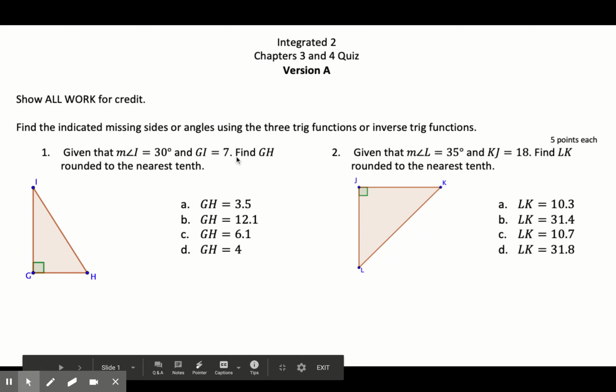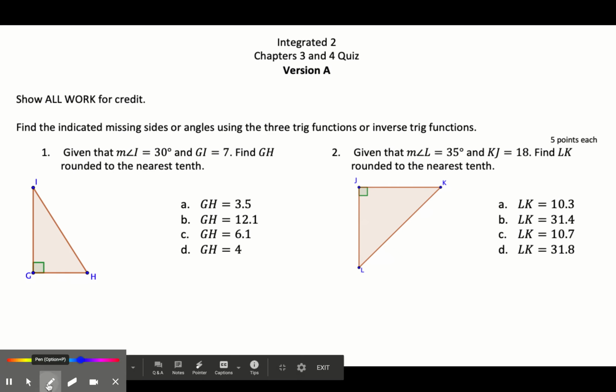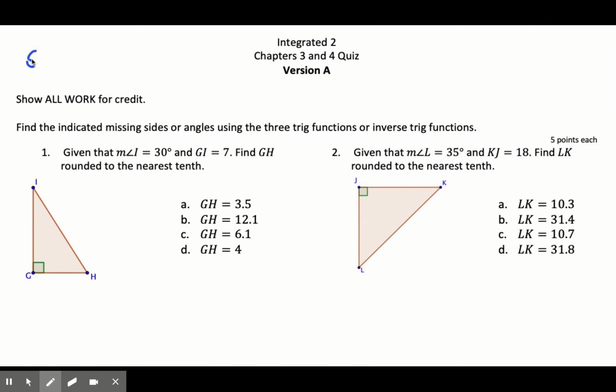Okay, so I'm going to go over the problems for the chapters 3 and 4 quiz. So it's important to remember SOHCAHTOA, right? Figure out which trig function we use for which problem.